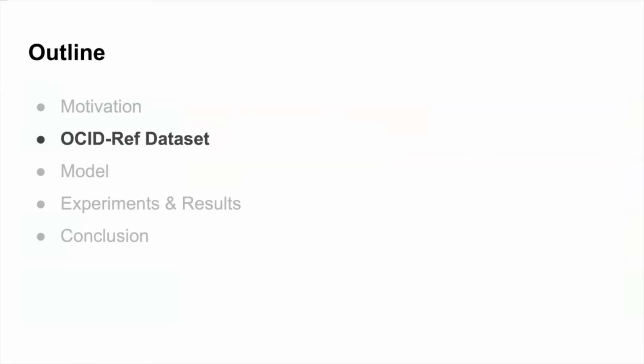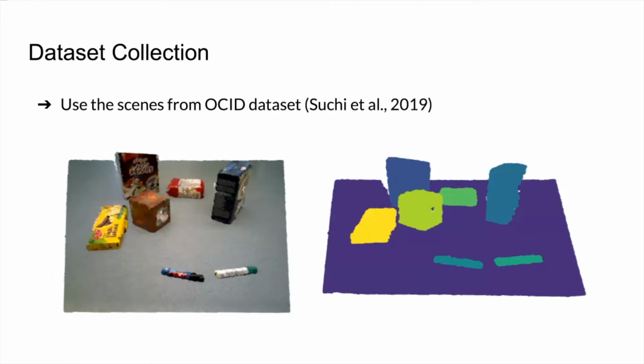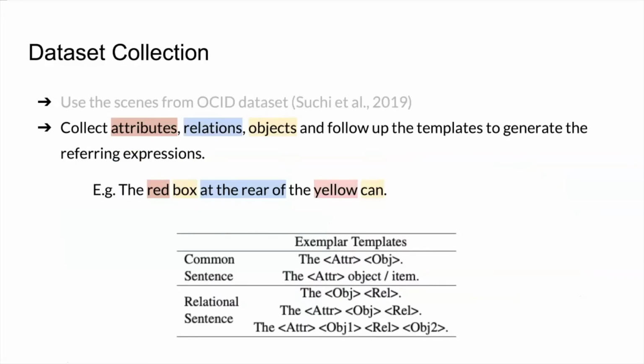Observing the challenges, we propose a novel OCID-Ref dataset for human-robot interaction. First, we use a robotic indoor dataset, OCID, which consists of rich 3D point cloud data and the point-wise instance labels for occluded objects. Then, we ask annotators to label fine-grained attributes and relations such as color, shape, size, or spatial relation. Based on these attributes, we follow predefined templates to generate the referring expressions.